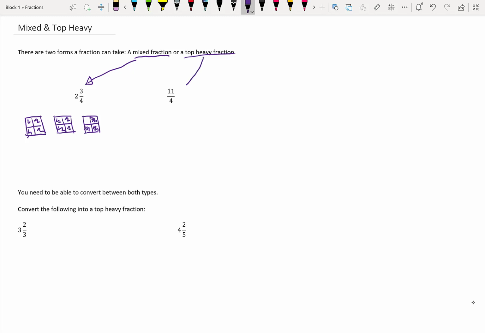Top heavy fraction is named because the number at the top is bigger than the thing on the bottom. Okay, so both of these names hopefully self-explanatory. What do I have here?